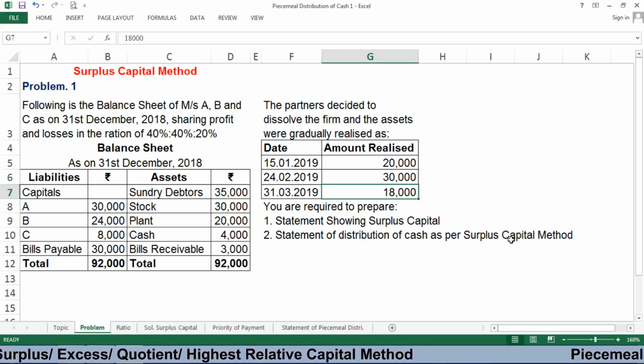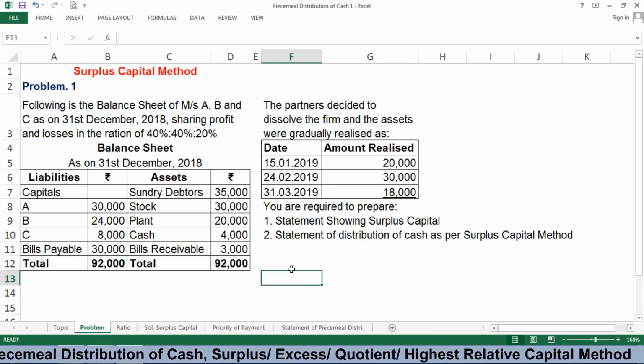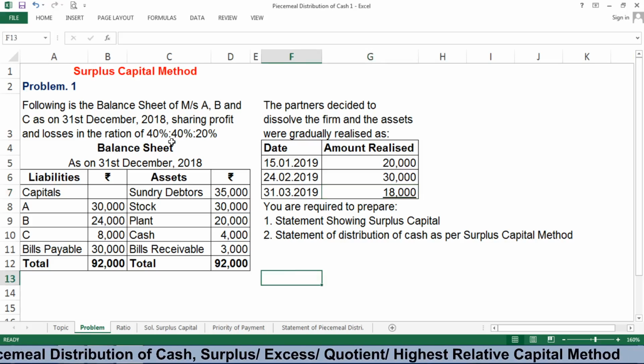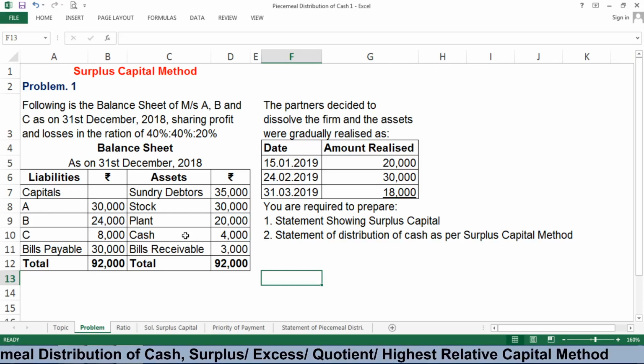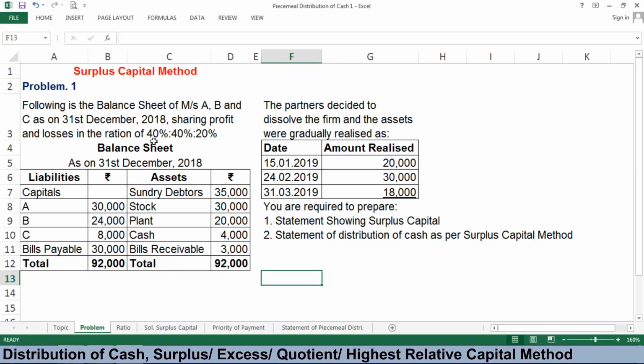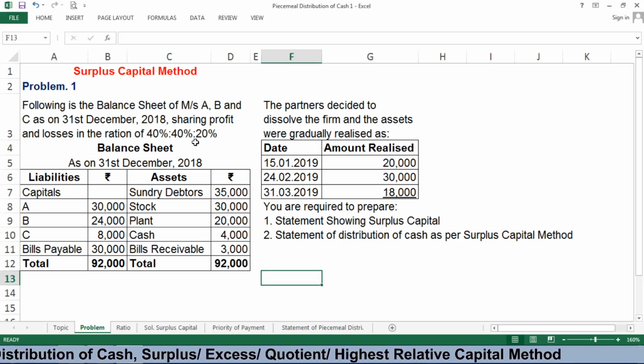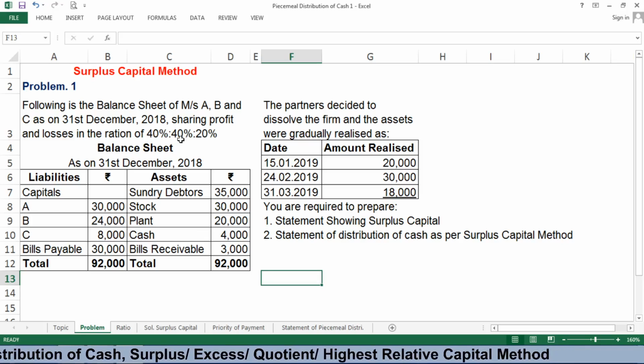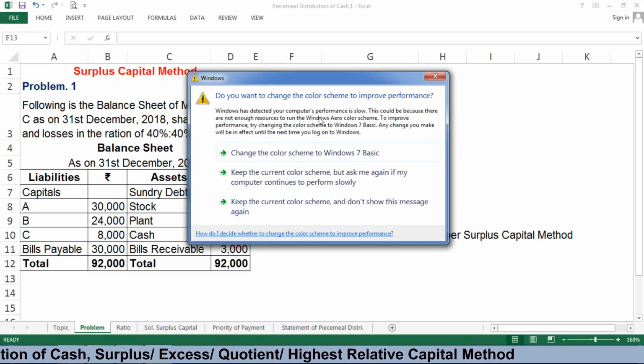So, after considering this problem, we can solve it by using the surplus capital method. First of all, we have to calculate the ratio. Here the ratio is given as 40% is to 40% is to 20%. That means it clearly shows that the ratio is 4 is to 4 is to 2, that is 2 is to 2 is to 1.